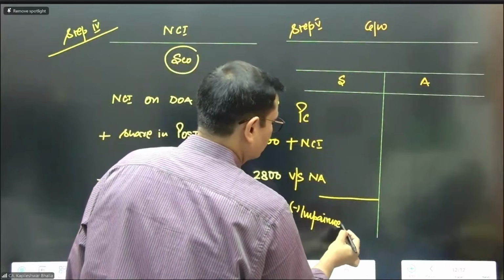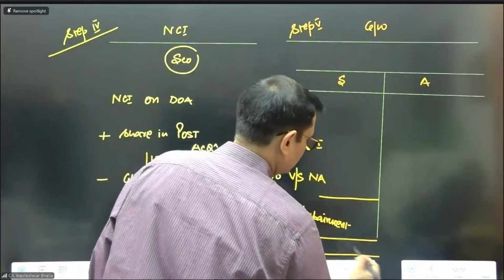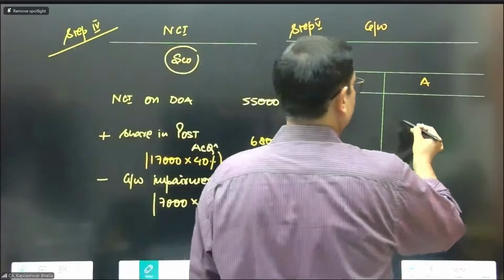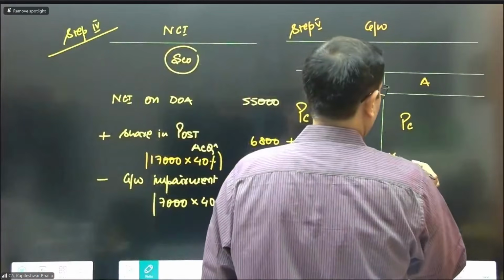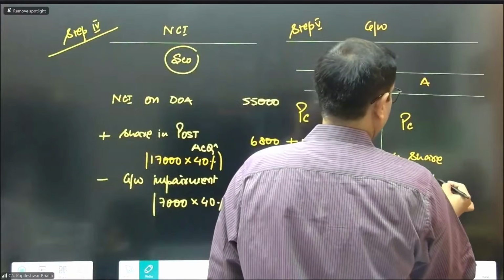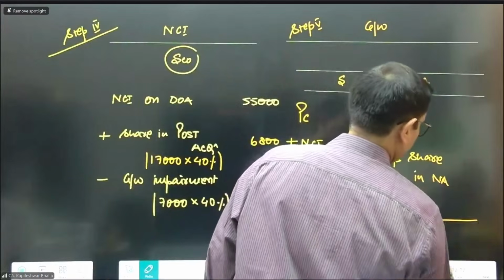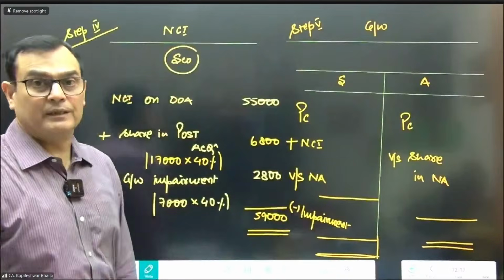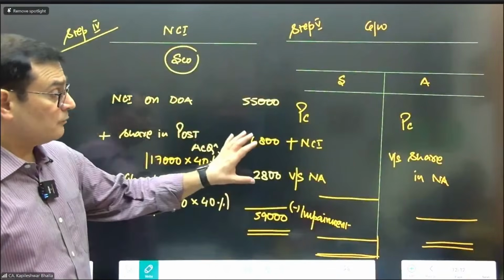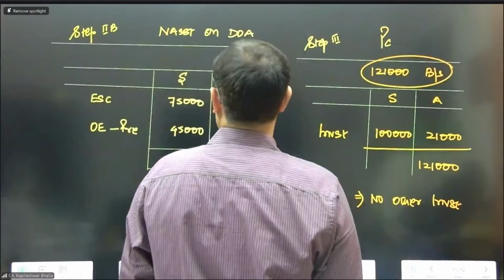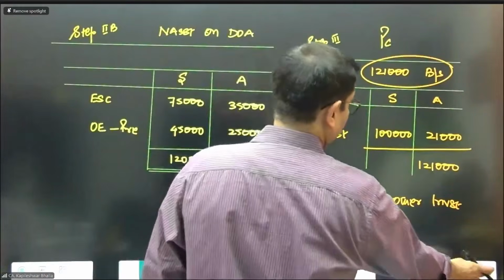Then there is impairment of goodwill to get the figures in this case. And this is going to be simply the purchase consideration versus the share in the net assets of the company. So the technique gets slightly different when you calculate the goodwill in these cases. Now, PC we have already organized. I guess the PC is supposed to be 1,21,000.